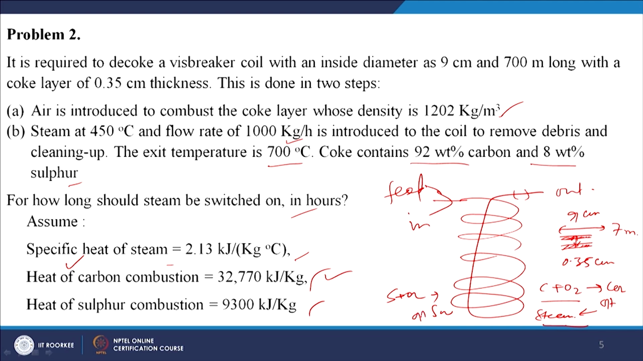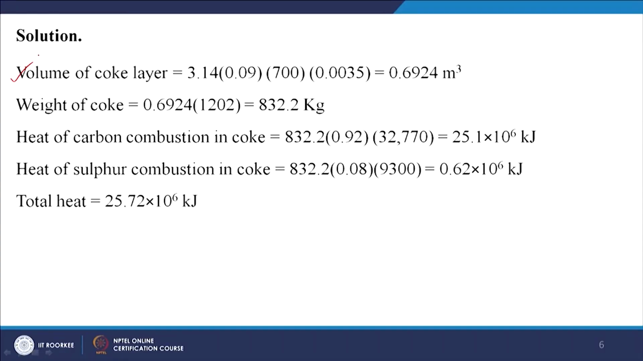So, that del H is also given. So, this is an energy balance problem, and we will solve it now. The volume of the coke layer we can calculate, as you have been told. So, we have the layer, and we can calculate what the volume of this layer will be.